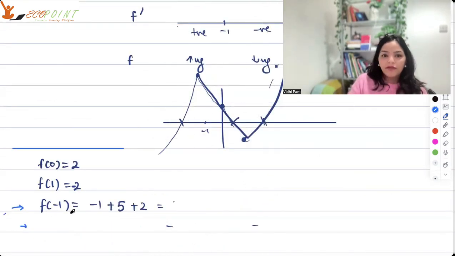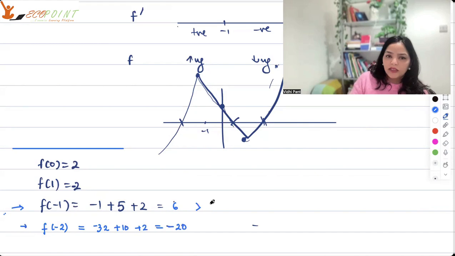In fact, if you see f(-1), you will get minus 1 plus 5 plus 2. So you will get 7 minus 1, that is 6. But if you look at f(-2), what's going to happen is that you will get minus 32 plus 10 plus 2. Which means you're getting minus 20.